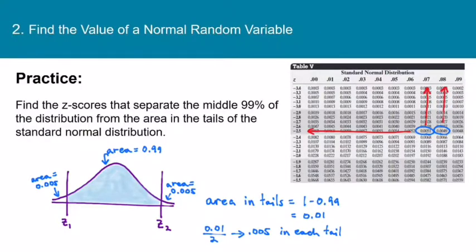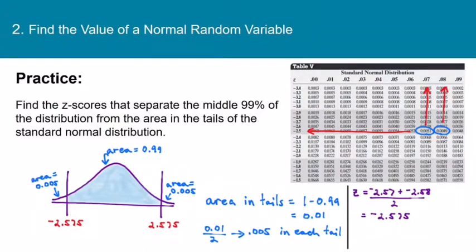So we'll need to find the average of those, or what's exactly in the middle. So let's say that negative 2.57 plus negative 2.58, divided by 2, that's the average of those two numbers. That will give us a z-score of negative 2.575. So this z-score over here is negative 2.575. And then the z-score over here is positive, but it's the same because the area in the tails is the same. So this one is positive 2.575.